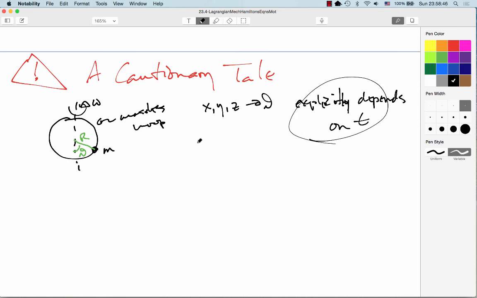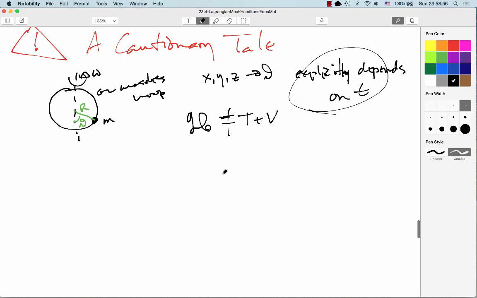Since that explicitly depends on t, in this case, if you were to blithely write H equals T plus V, you would get the wrong answer. It is not equal. Let's go calculate what the Hamiltonian is for this. So we'll have to do it old school and actually compute the Lagrangian first.